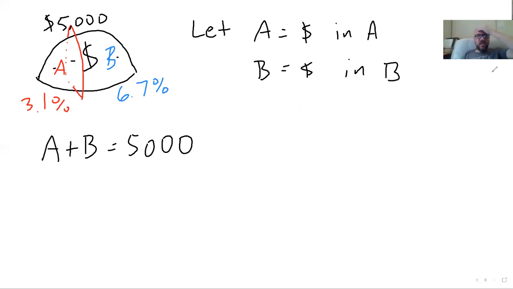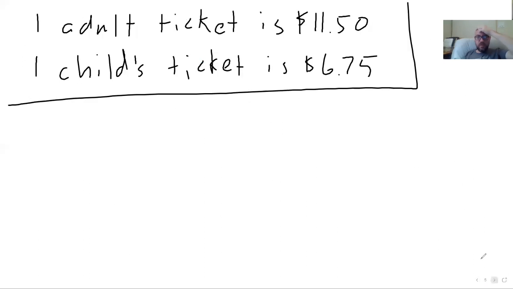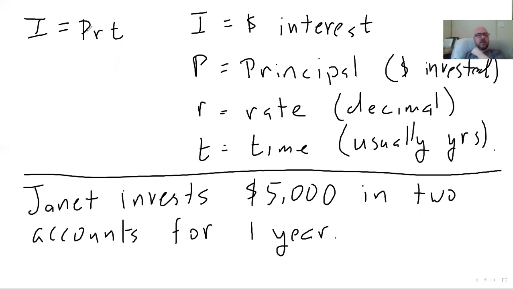Then the slightly harder equation to come up with is going to be this interest one. Account A earns 3.1% interest, so we're going to have to figure out what that means exactly. Here I've got account A earning 3.1% interest, but I don't know how much interest it actually was. However, I do know this.